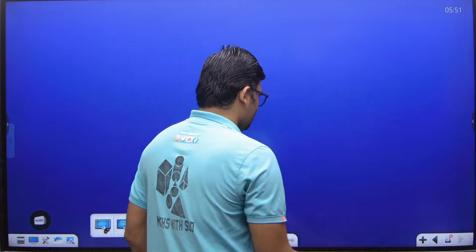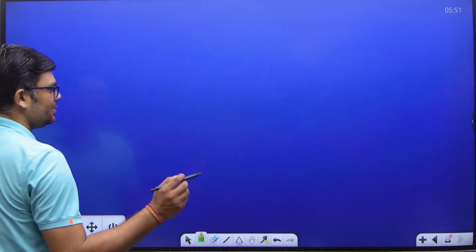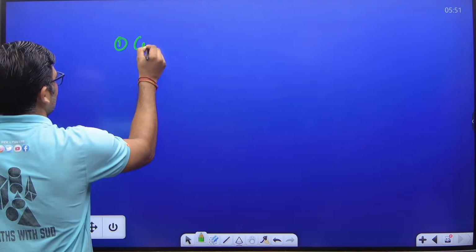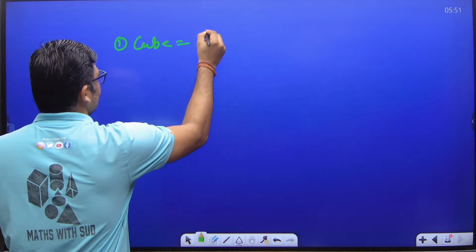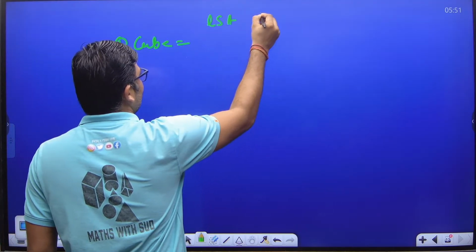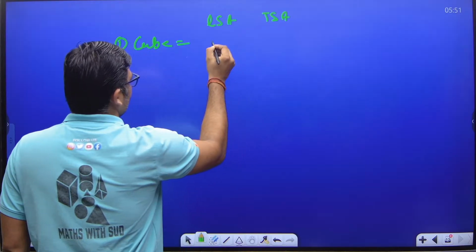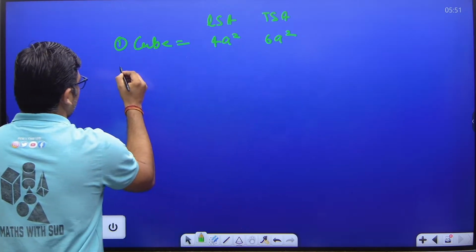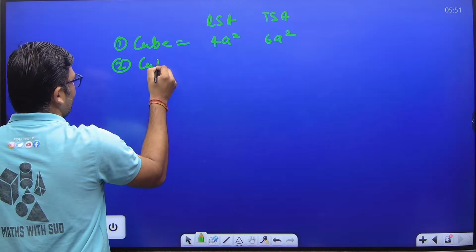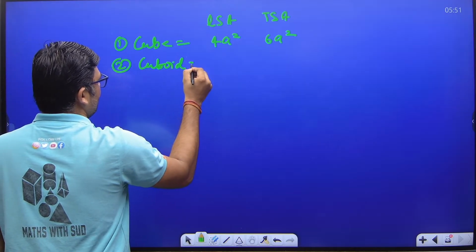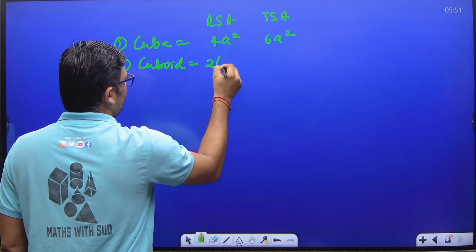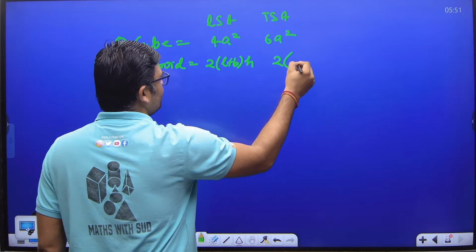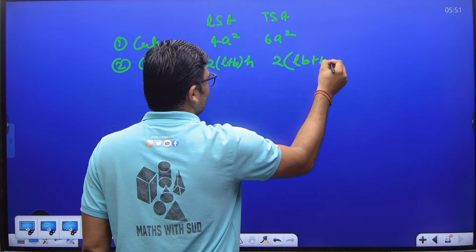See this. So let me tell you, there are basic 6 shapes. So the first shape is cube. I'm typing all the formula, LSA and TSA. This is 4a square, this is 6a square. Then the next shape is cuboid. So LSA of cuboid is 2 into L plus B into H. For total surface area, 2 into LB plus BH plus HL.